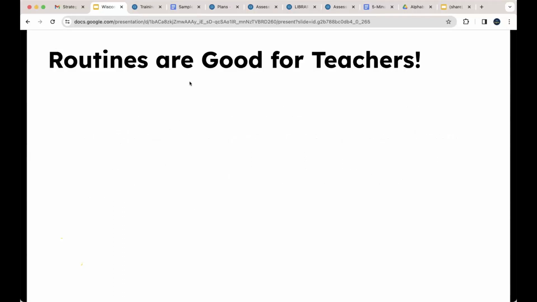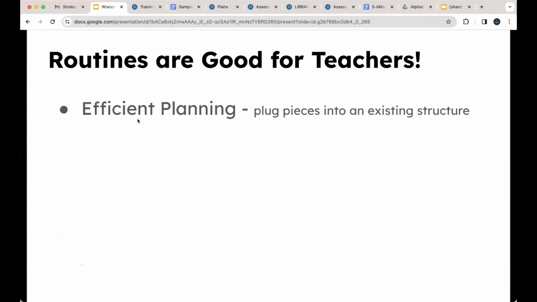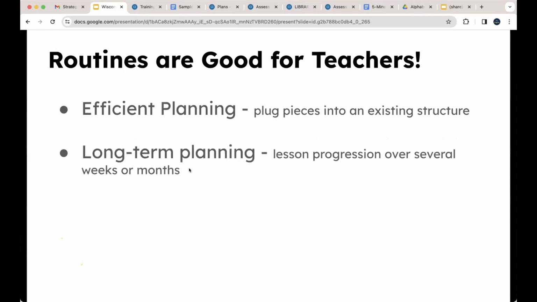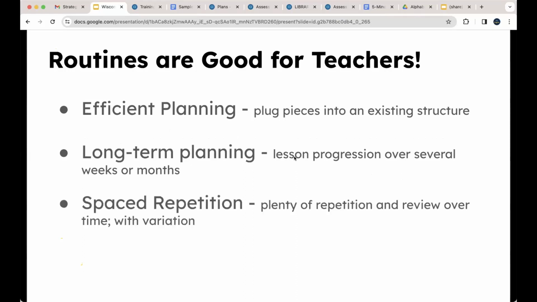Routines are also good for teachers. It helps you to be more efficient in your planning. You're just going to plug pieces into an existing structure. It helps you as a teacher to think about long-term planning. So you're thinking about your lesson progression over several weeks or months. And then once again, it naturally introduces that spaced repetition.